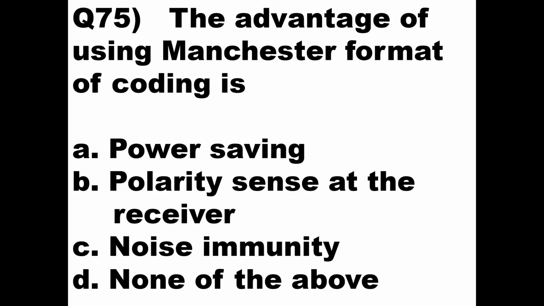Then we'll go to the next question, question number 75. The advantage of using Manchester format of coding is, okay. So as we have said in Manchester, logic 1 is represented by half duration by a positive pulse and half duration by a negative pulse. That means even if you are having odd number of ones or even number of ones, the number of positive pulse and negative pulse will be same and the DC level will be low, and therefore power saving is done. So the answer is A, power saving is done in Manchester format coding.